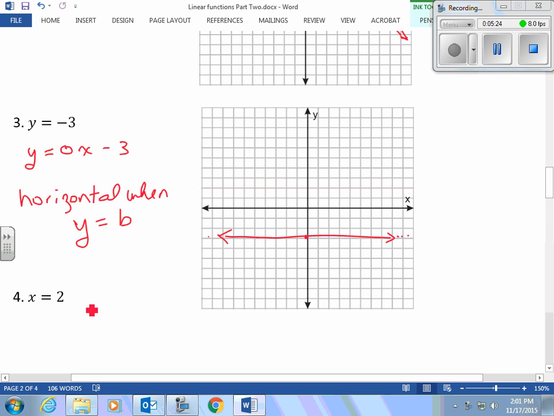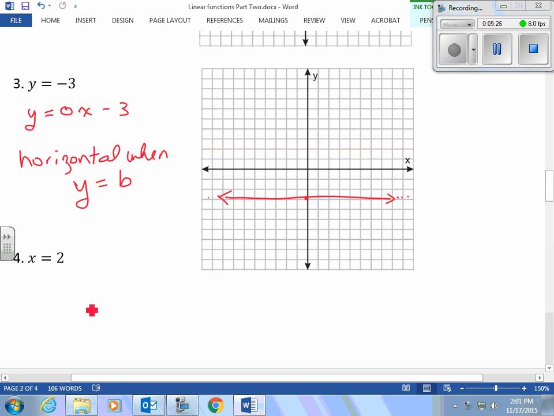The next special case, and I'll just do it on the same graph, is when we have x equals some number. This does not fit in the format of y equals mx plus b at all because there's no y in the equation. What this means is that for every value of y, x is equal to 2. If you think about x being equal to 2 for all values of y, that would be all these points along here. And that gives us a vertical line. Okay? So it's a vertical line where we have an x-intercept equal to 2.